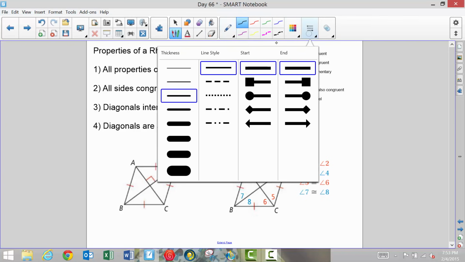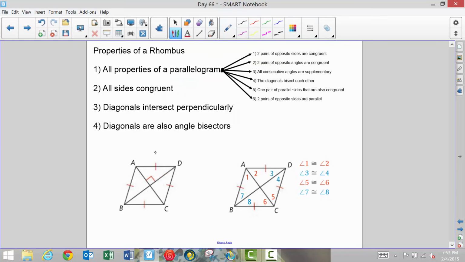So let's go to our examples. So down here, notice that I have all sides marked congruent. So it's a rhombus. Okay, all sides congruent, it's a rhombus. So that's the second property of a rhombus, because the first property is all the properties of a parallelogram. Second property of a rhombus is all sides are congruent. Okay. Third rule, diagonals intersect perpendicularly.